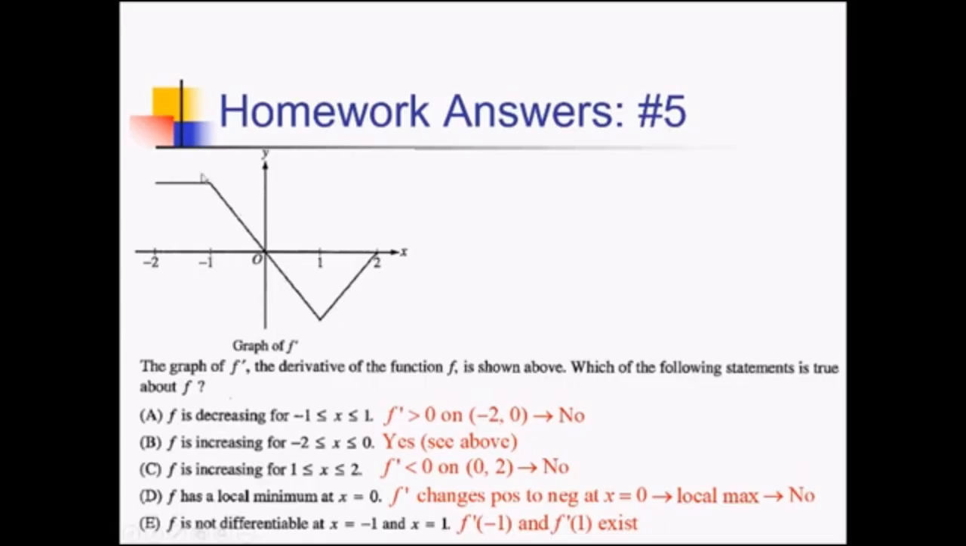f of negative 1 exists, f of 1 exists, they're there, they're solid. Their derivative doesn't exist there. The derivative of f prime doesn't exist, but f prime itself does exist there. Therefore, f is differentiable, and this is also a no. So at the end of the day then, choice B.